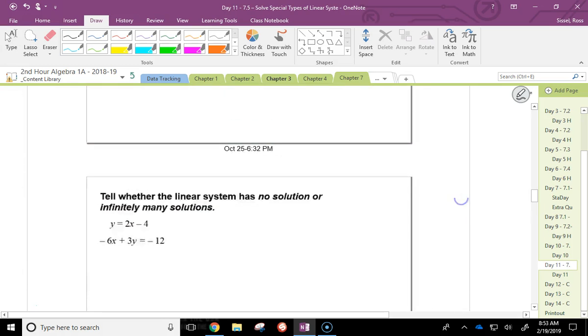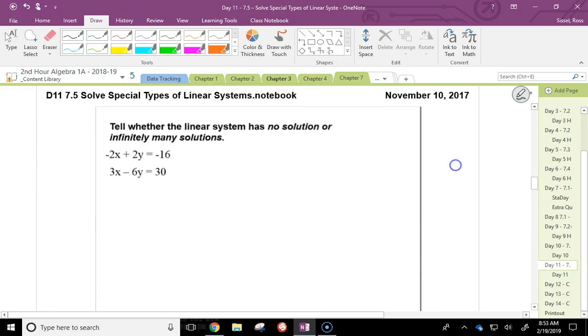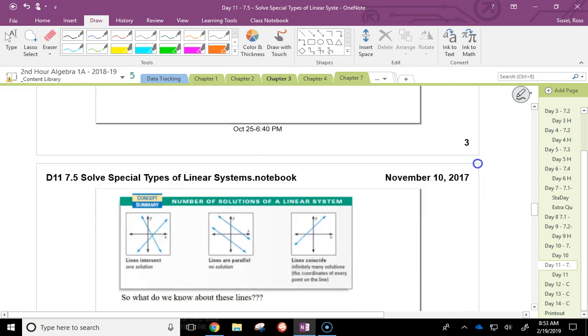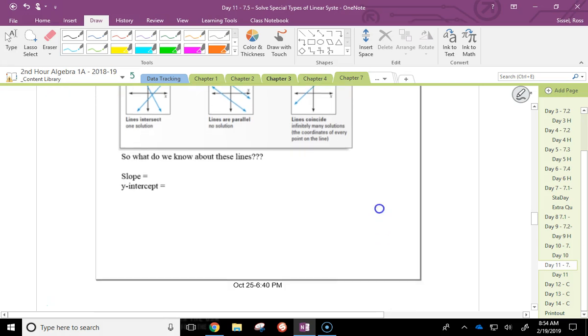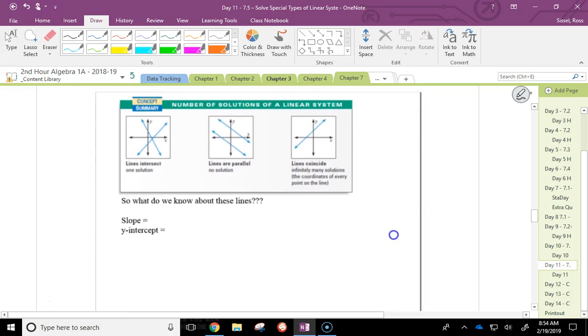So, I'm going to scroll down real quick because of what we're looking at. I'll have us do a couple practices, but I want to make sure we hit this. We just talked about this. Lines intersect, one solution. Lines parallel, no solutions. Lines coincide, means they're the same line. There are infinitely many solutions. So what do we know about the lines on here?